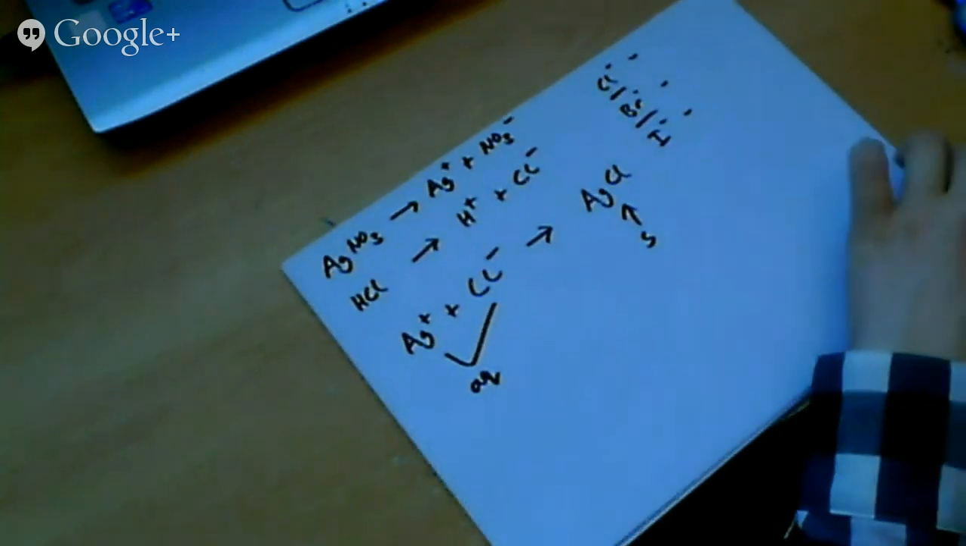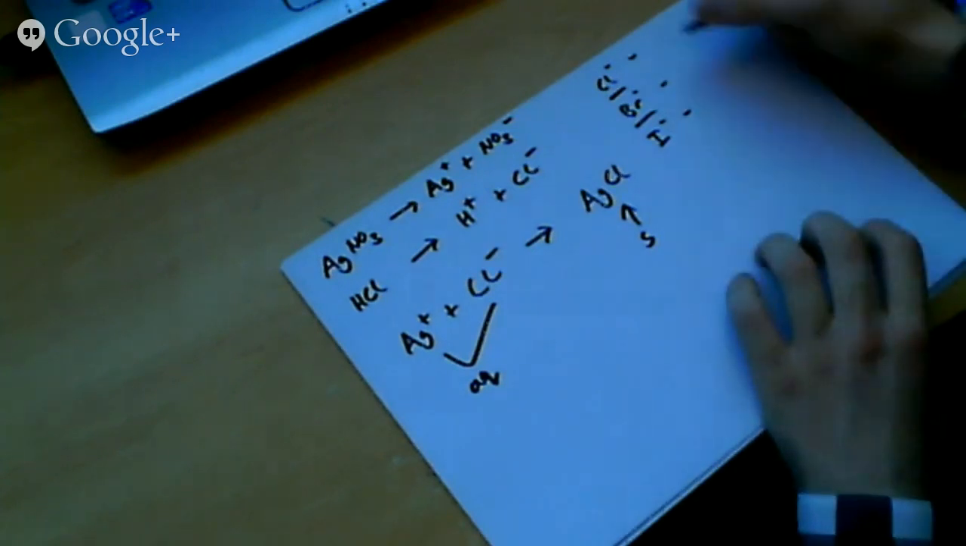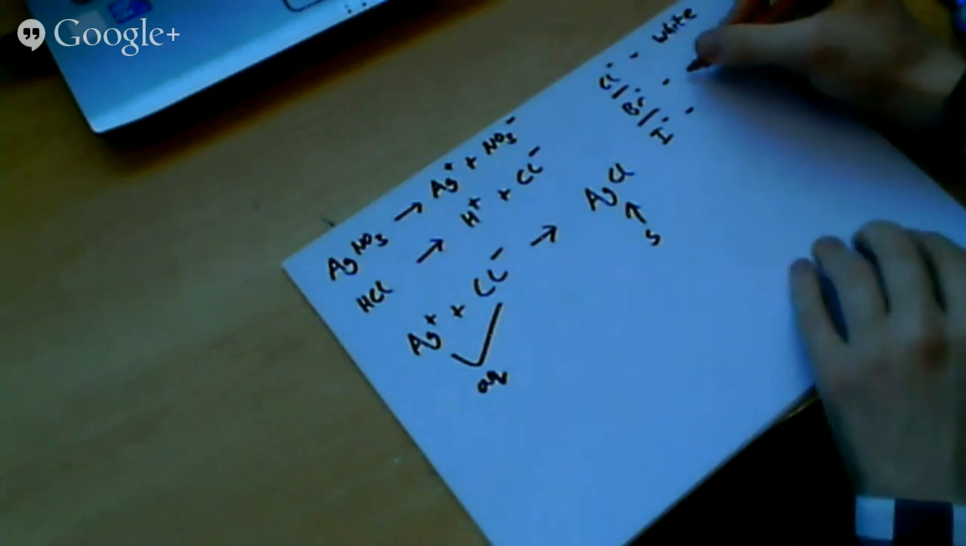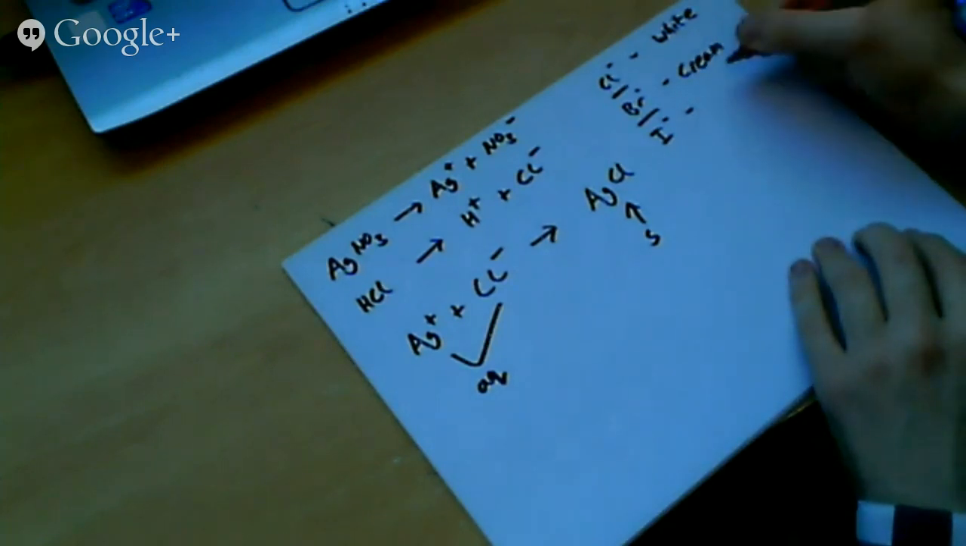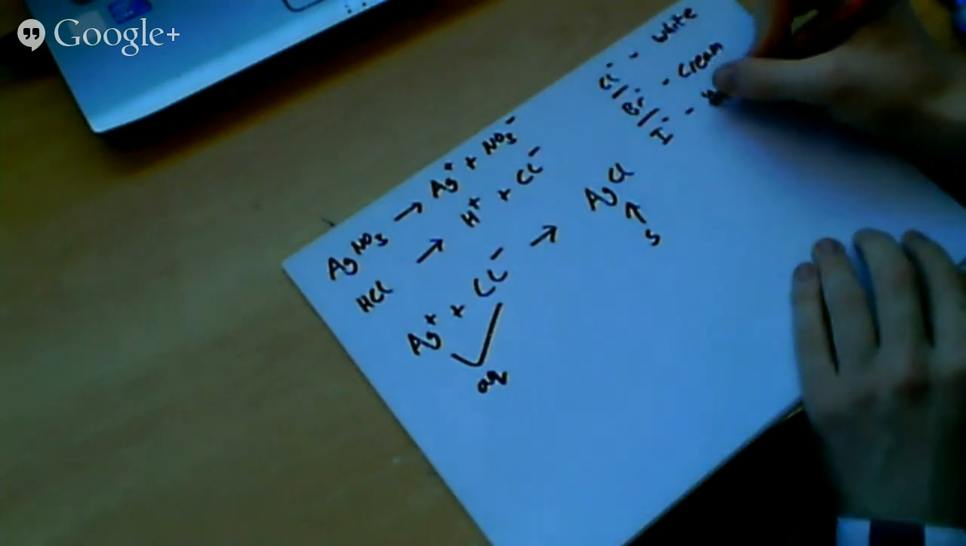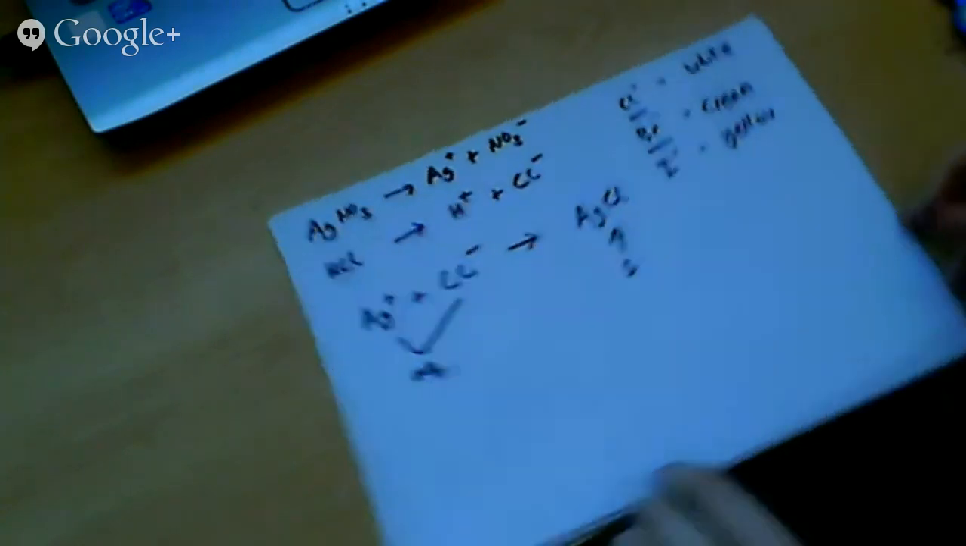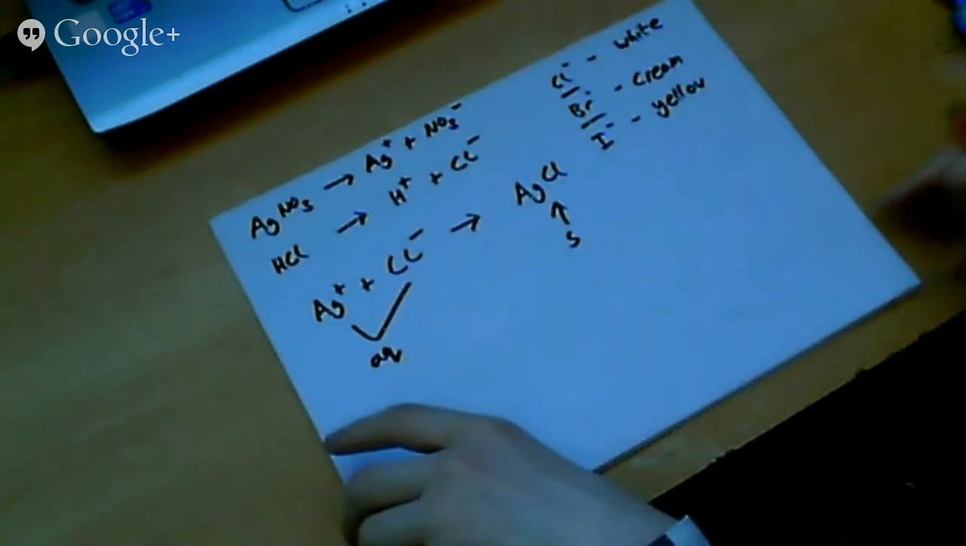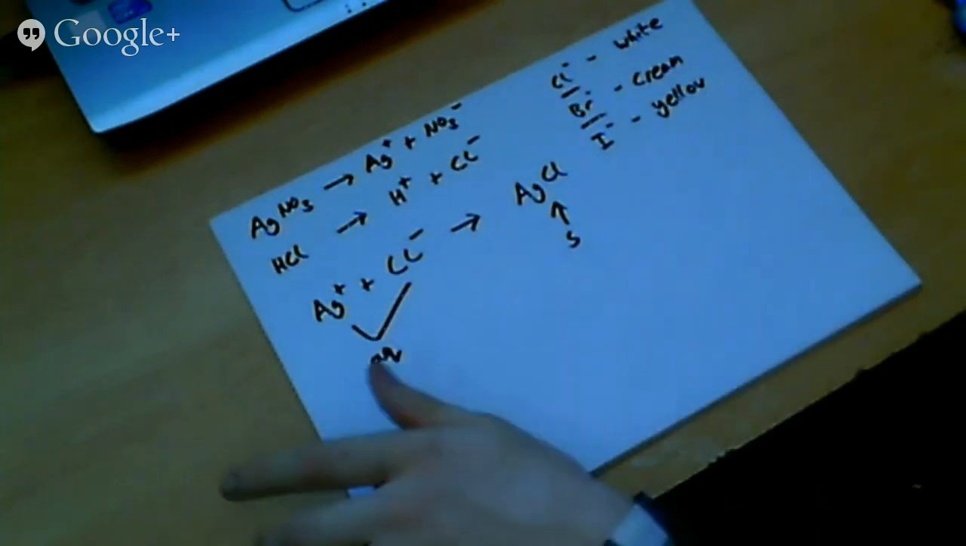ions. Now, in chlorine, you'll get white. You'll get cream if you have bromide. That's chloride, bromide, and iodide, you get yellow. So the precipitation test can be used to determine which one by their color. You can then also test them using NH3.